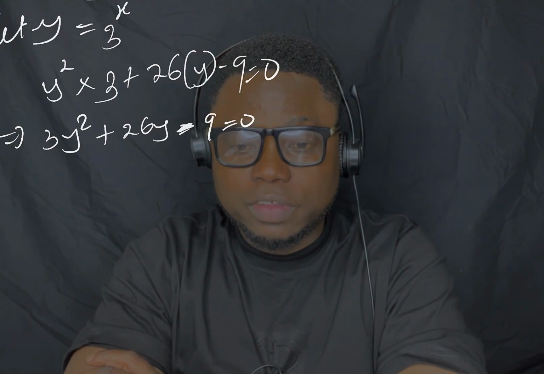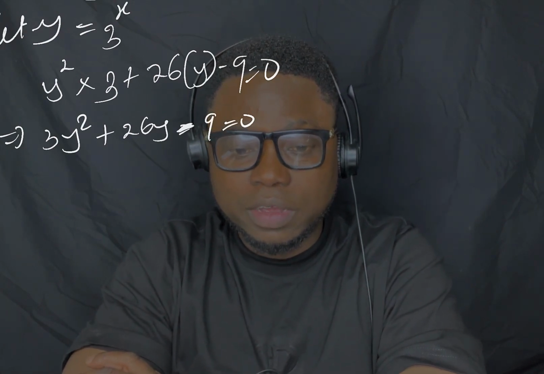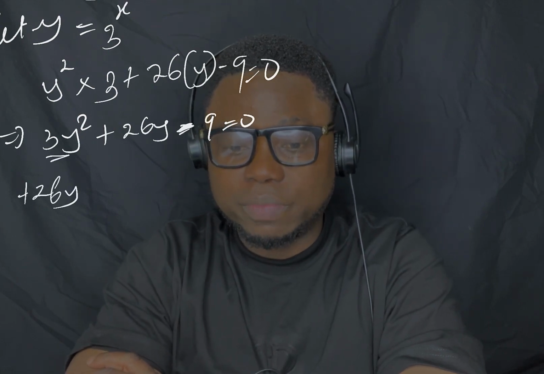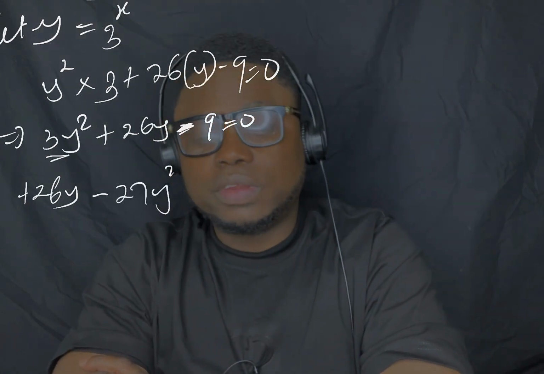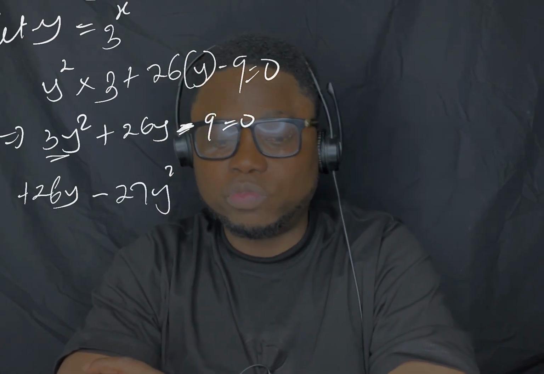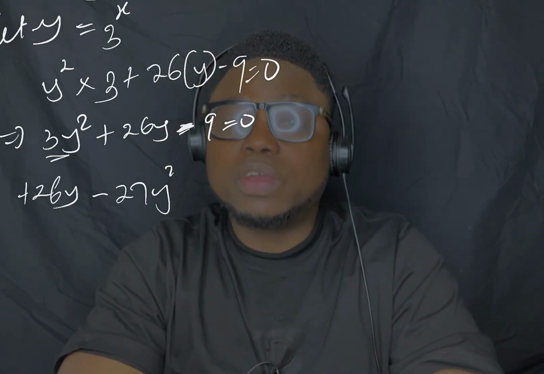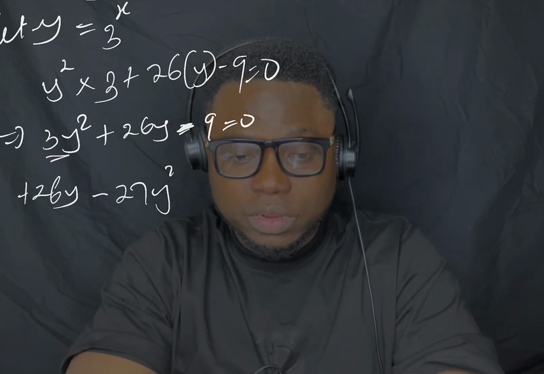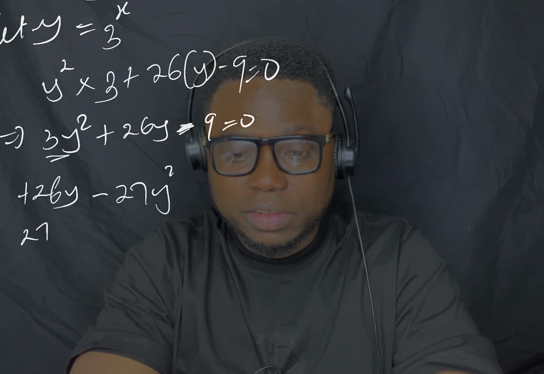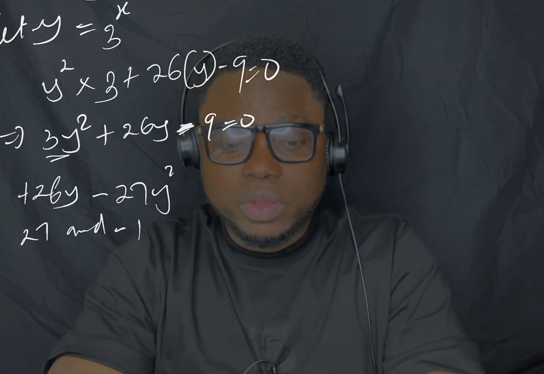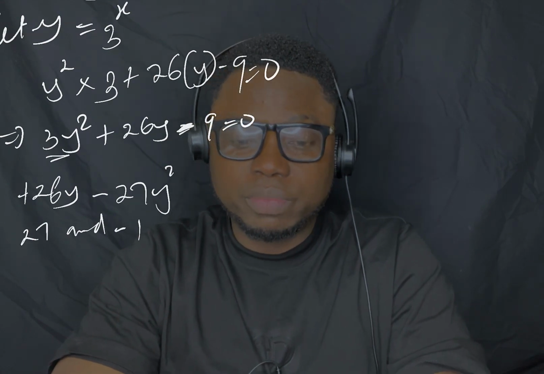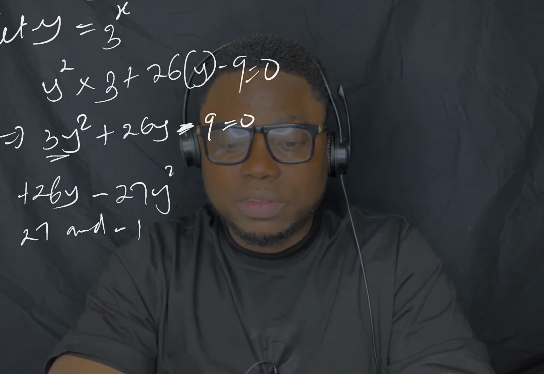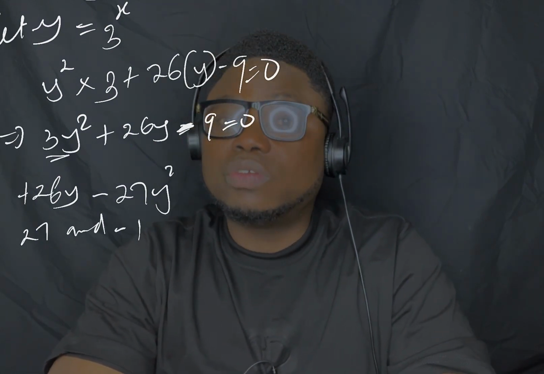So for me to solve this using the factorization method, I'm going to write plus 26y. Then I'm going to multiply 3y squared by minus 9. That's going to give me minus 27y squared. So in this case, I'm going to look for two numbers that will give me 26 if I add them, but will give me minus 27 if I multiply them. So the likely two numbers are 27 and minus 1. This is because if I say 27 plus minus 1, that's going to give me 26. Then if I say 27 times minus 1, that's going to give me minus 27.